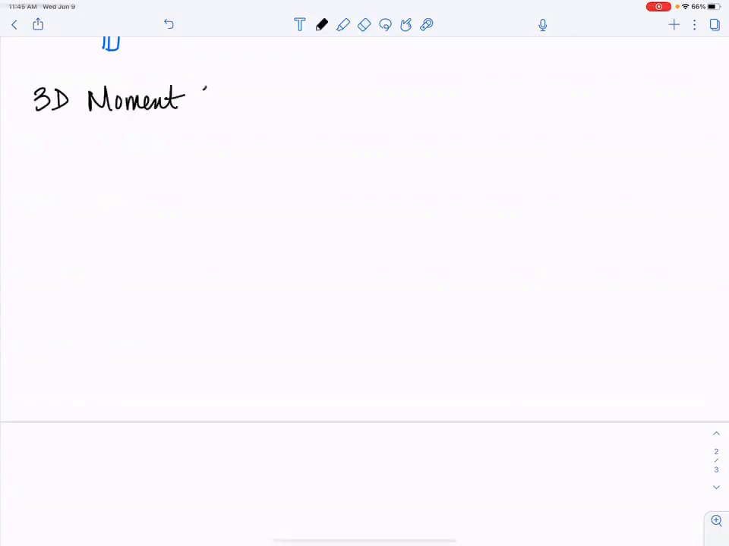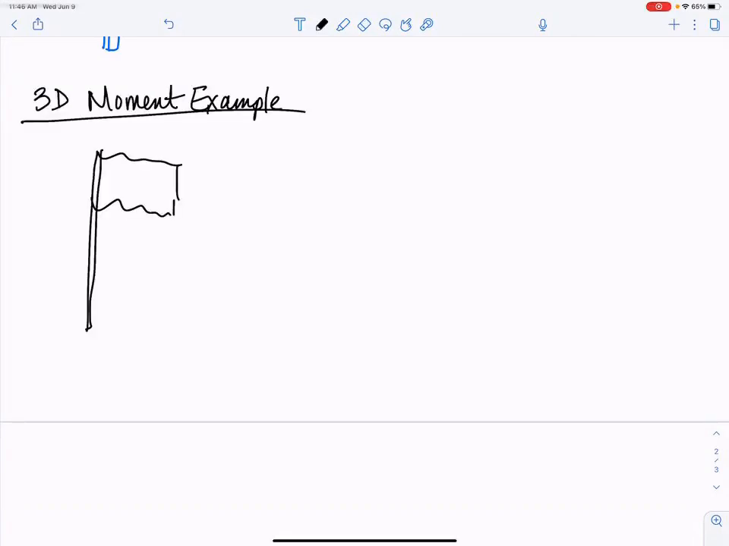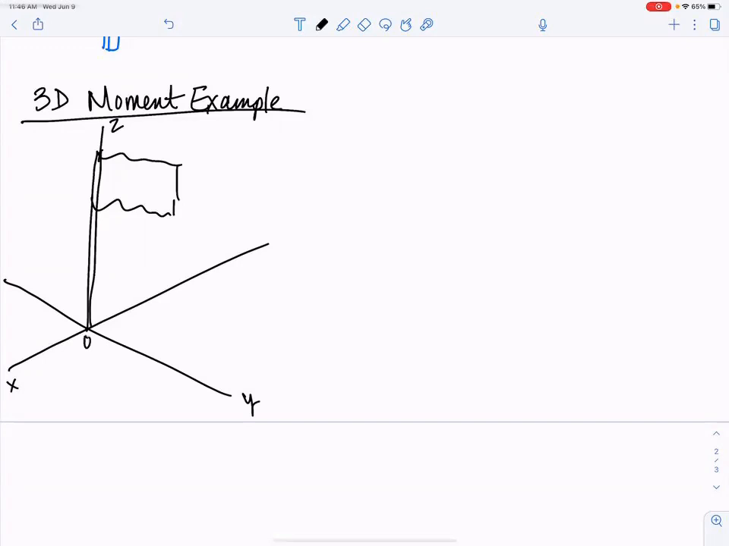3D moment example. This is a problem, it's a flag. And this is the Z-axis, the flagpole. And we have got an X-axis out here, and we have got a Y-axis down there like that. And this flag is held up. Here's the origin. Point A is right here at the bottom of the flag.